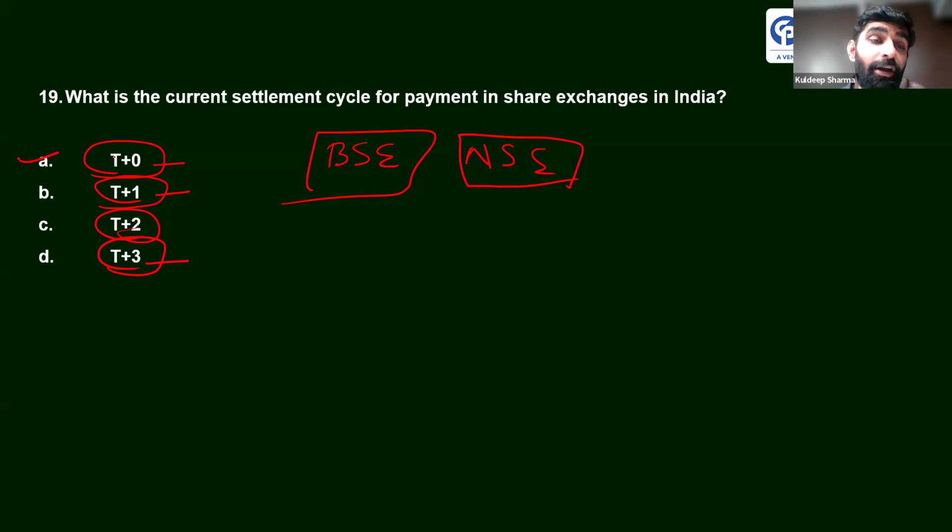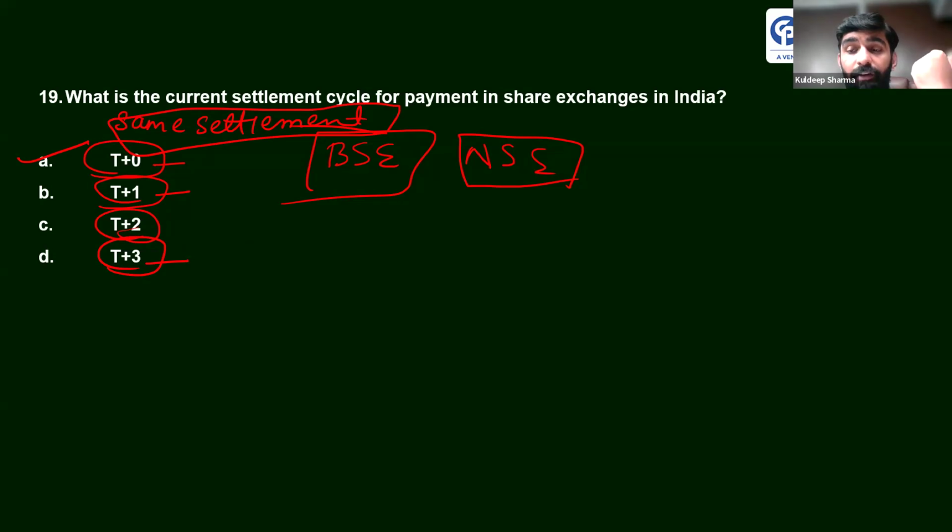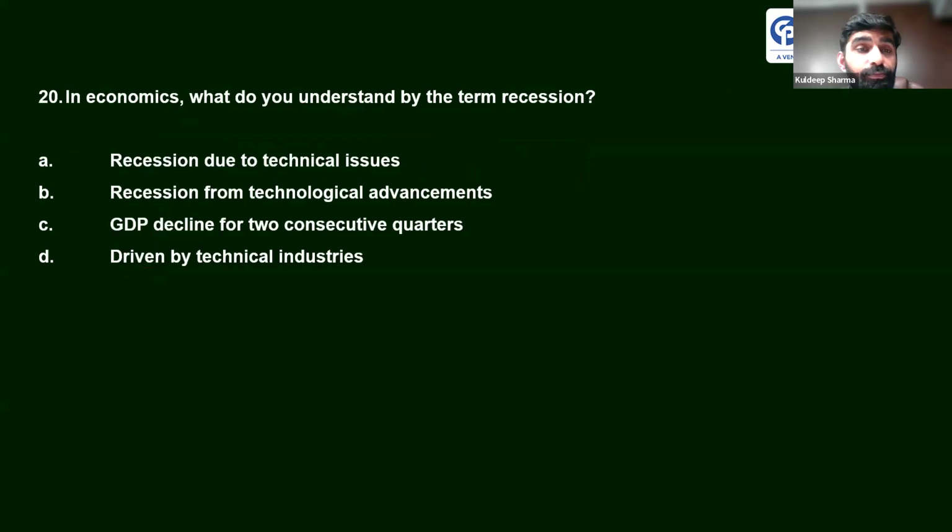The answer here is A, T plus 0, because currently, although it is only a beta settlement for T plus 0, the Bombay Stock Exchange and National Stock Exchange are moving towards same day settlement, which means if I sold a share today, or bought a share today, the transaction would be reflected in my bank account on the same day. So now we have T plus 0 as the current settlement cycle for share exchanges.